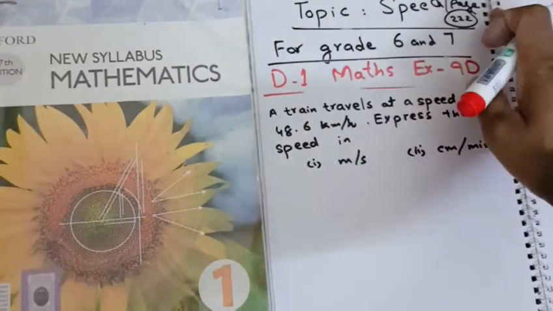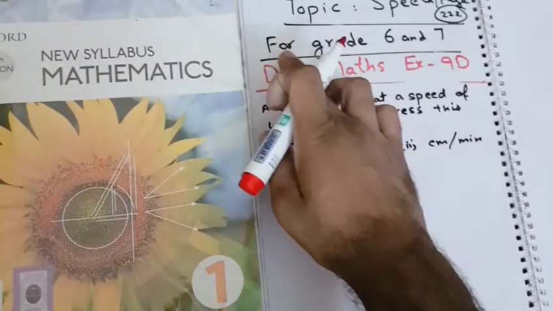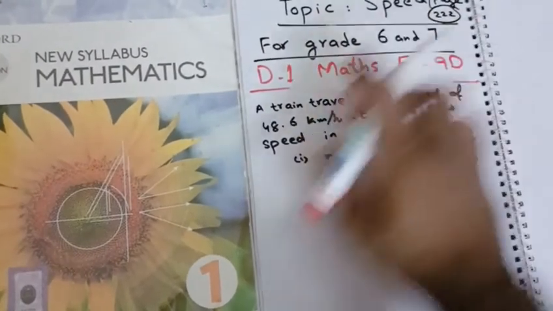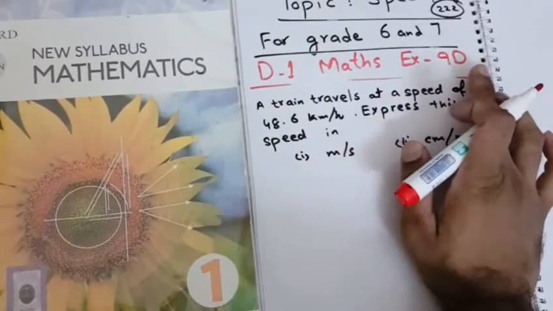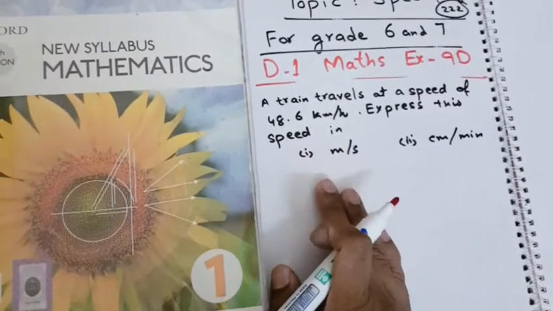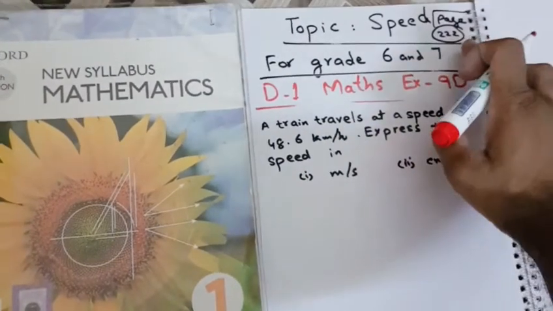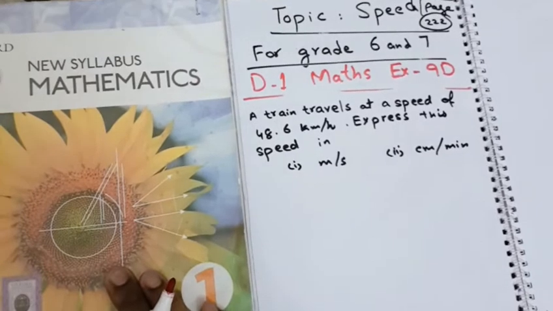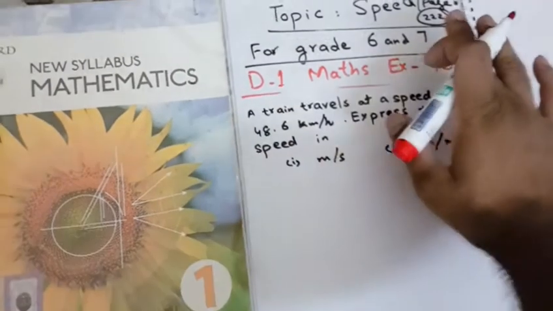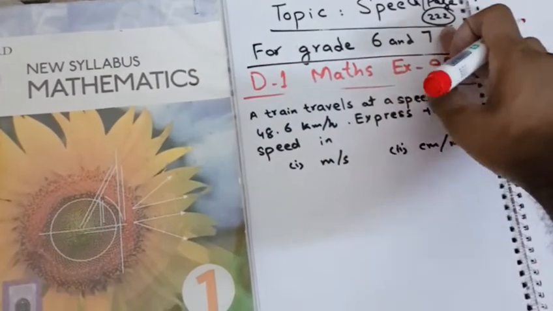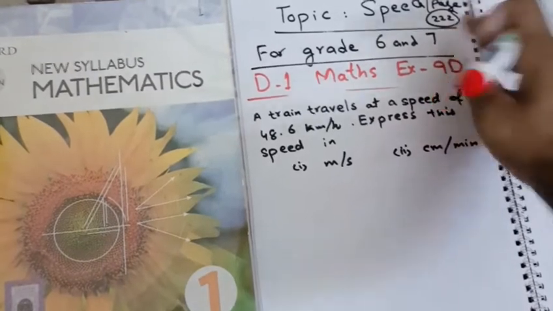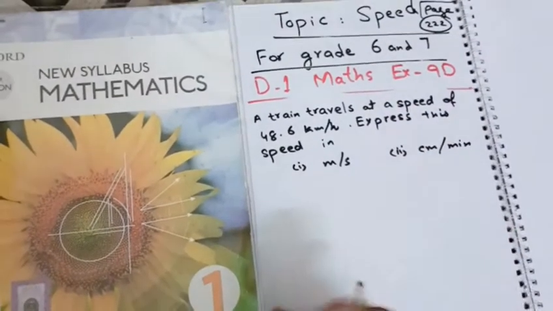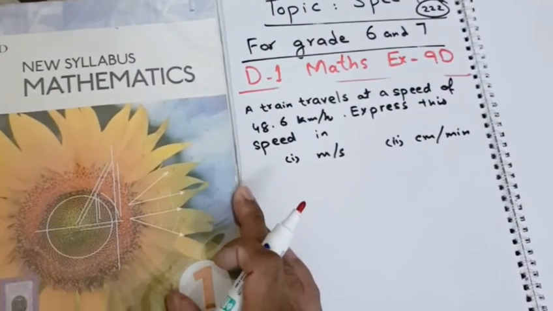Topic is speed. Book page 222. This is for grade 6 and 7 students. Exercise is 9D, but this is a practice now question at page number 222. I have already uploaded almost 3 to 4 questions related to the same exercise, and you can watch these videos later on if you haven't watched them yet.